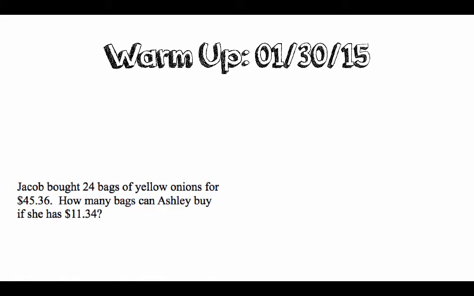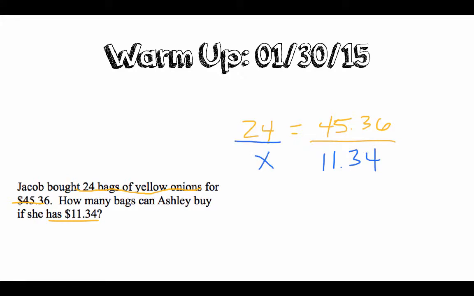All right, so Jacob bought 24 bags of yellow onions for $45.36. How many bags can Ashley buy if she has $11.34? It's important to highlight that information again. 24 bags equals $45.36, and then we know that Ashley has $11.34. So we want to know how many bags Ashley can purchase, right?